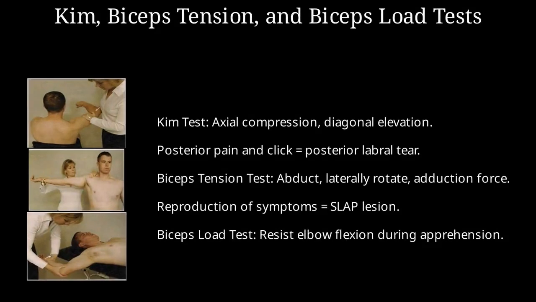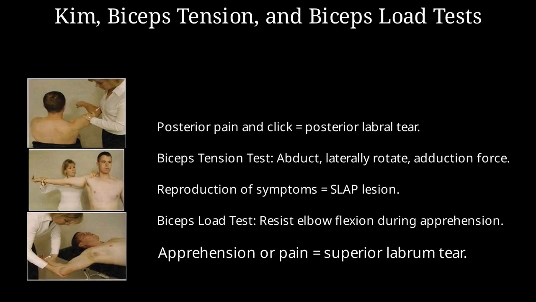The Kim test applies axial compression and diagonal elevation of the arm, with a sudden onset of posterior pain and click indicating a posterior labral tear. The biceps tension test detects slap lesions by abducting and laterally rotating the arm and applying an adduction force. The biceps load test checks the integrity of the superior labrum by resisting elbow flexion during apprehension.